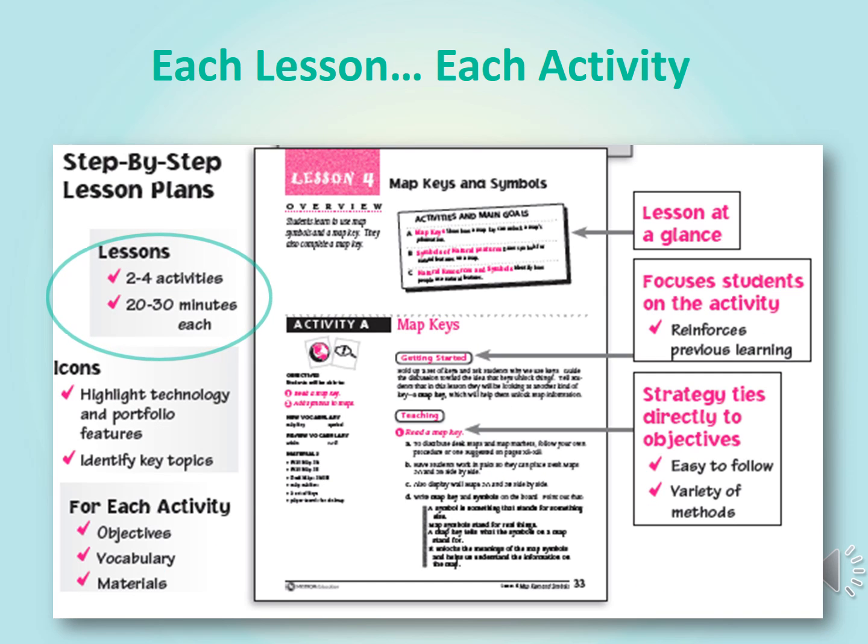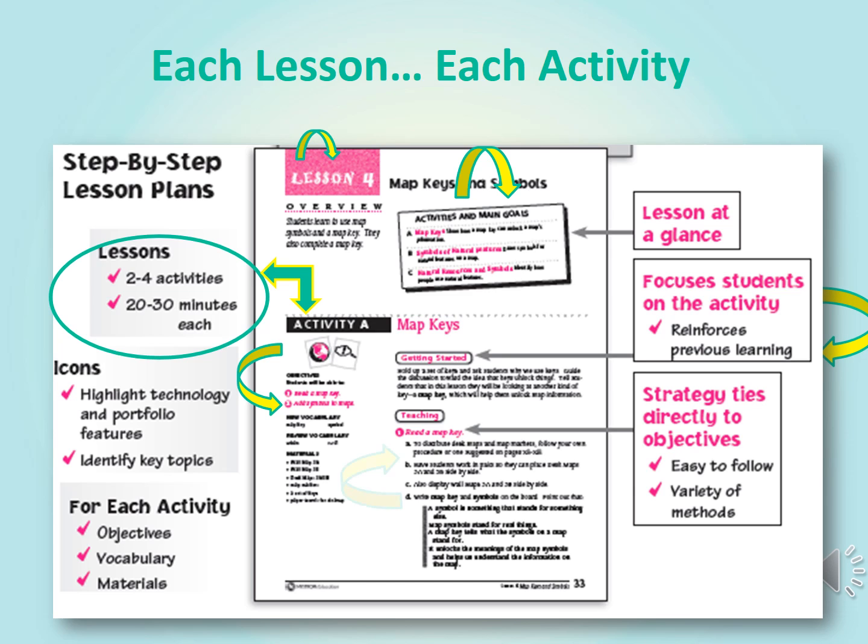Remember that each lesson has 2 to 5 activities. Each lesson begins with an overview and a statement of the activities and goals for that particular lesson. Look at the sidebar on the left. Here you can find objectives for the activity, important content vocabulary, and a list of the materials needed for that specific activity. The activity itself begins with a Getting Started section. Then it moves into a step-by-step teaching section. If you're short on time, you'll appreciate having these ready-to-go lessons.